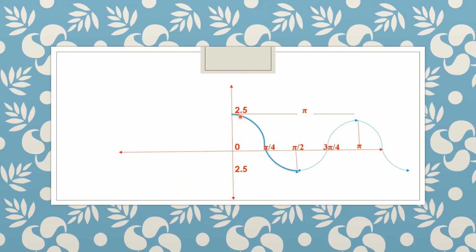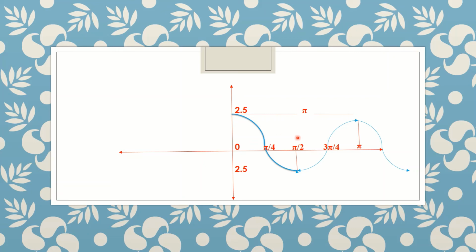First is the amplitude, which is 2.5, and down it's negative 2.5 here. Then you can arrange your intervals. We have seen that the intervals are 0 to pi over 4, pi over 4 to pi over 2, pi over 2 to 3 pi over 4, and 3 pi over 4 to pi. Since the period is pi, the period is pi.